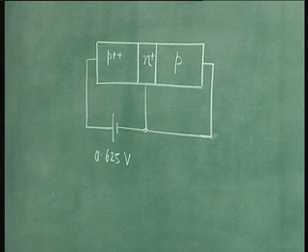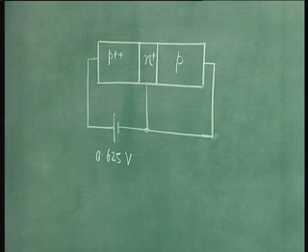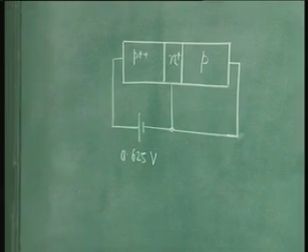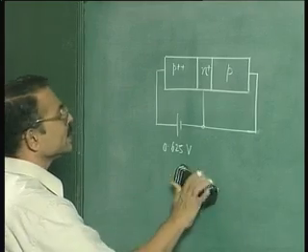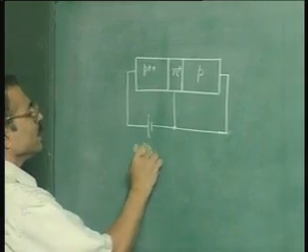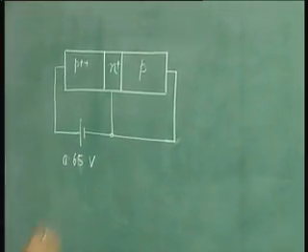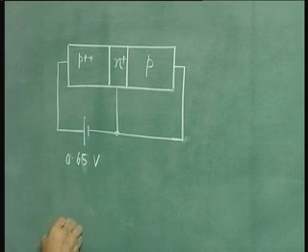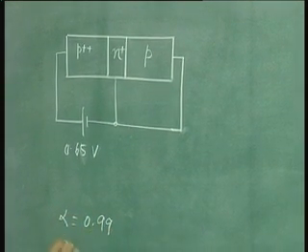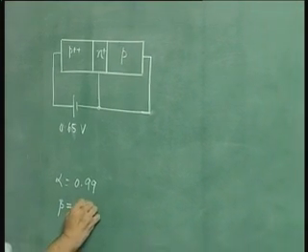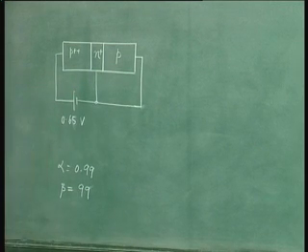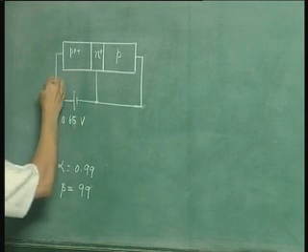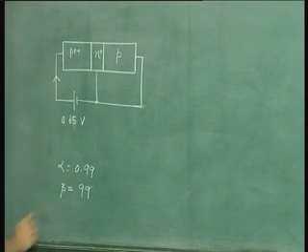Now let us look at the operation of the transistor in a little more detail. What do our calculations mean? So 0.65 volts is the forward bias across the emitter base junction, and we said that alpha is 0.99 and beta is 99. What are the kind of currents that will be flowing in this device for this condition? Well, the emitter current IE we can calculate as follows.